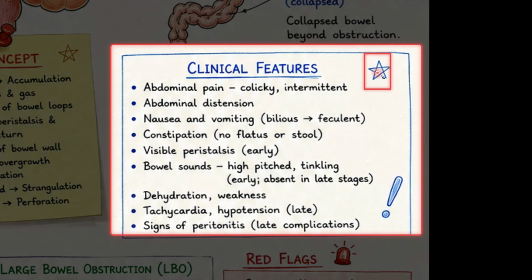Third space fluid sequestration and active emesis lead to profound dehydration, weakness, tachycardia, and hypotension. The development of abdominal rigidity, involuntary guarding, and rebound tenderness signals peritonitis and bowel ischemia.